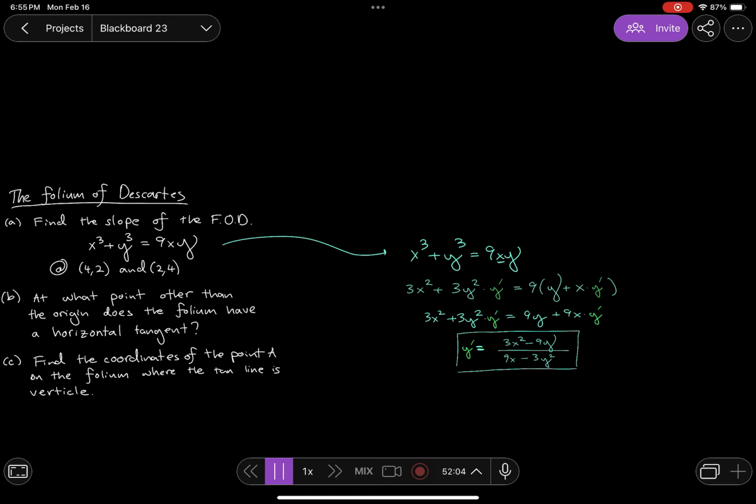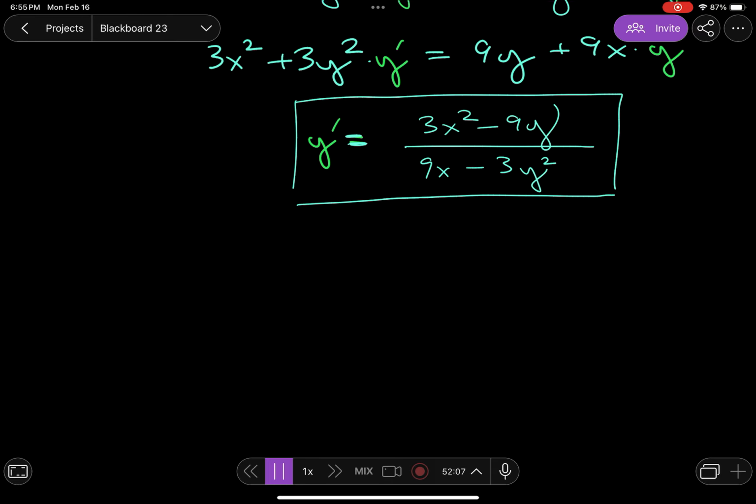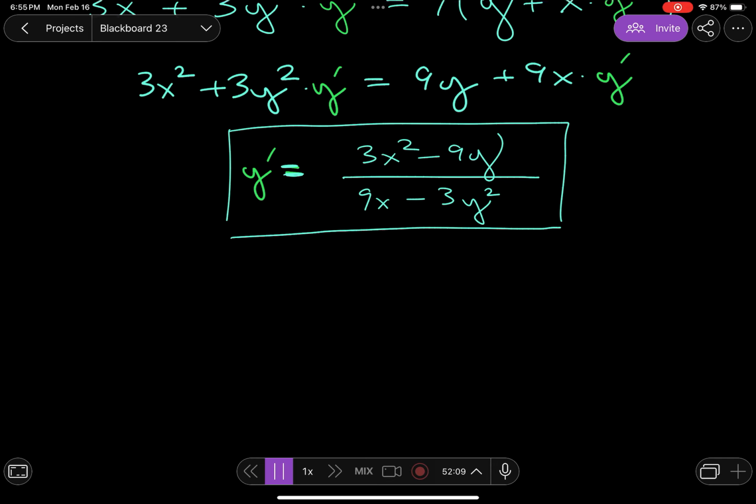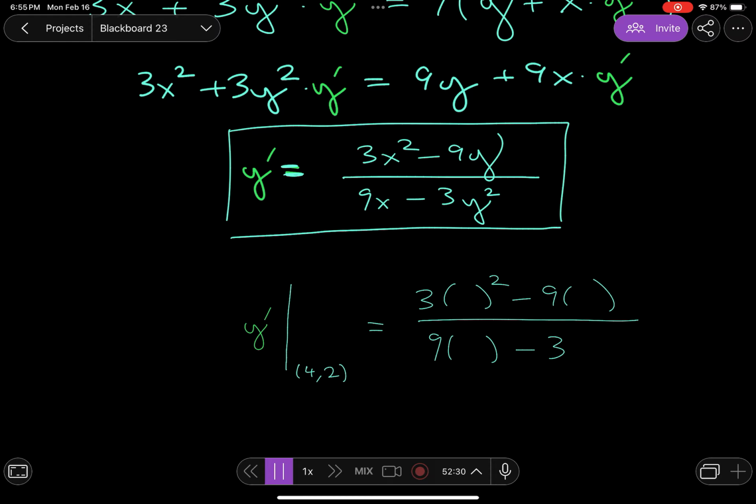So my slope at 4, 2, a way to write that would be like this. You go y prime, and then there's this vertical bar notation at 4, 2. And that would equal 3 times something squared minus 9 times something, all divided by 9 times something minus 3 times something squared. Every time I see an x, I'm going to write a 4. Every time I see a y, I'm going to write a 2.